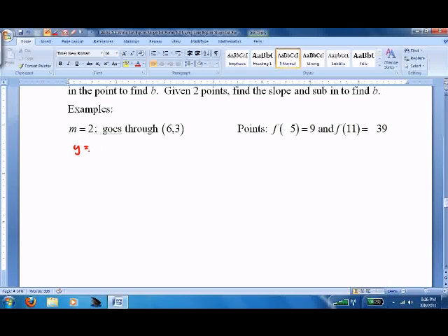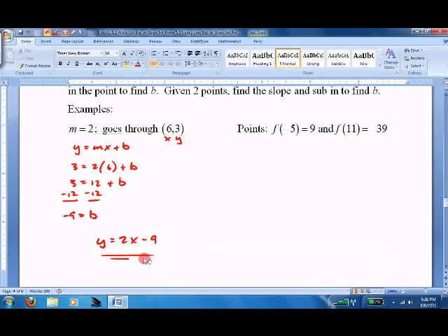y equals mx plus b. This is x, this is y. 3 equals 2 times 6 plus b. 3 equals 12 plus b. Subtract 12. Negative 9 equals b. y equals 2x minus 9. 2 times 6 is 12, minus 9 is 3. Checks nicely. Now we've done this one before.